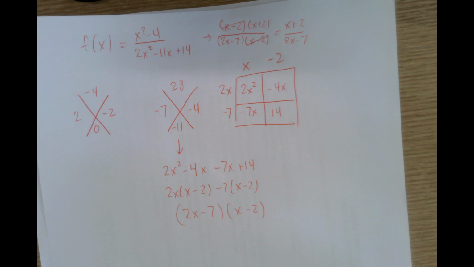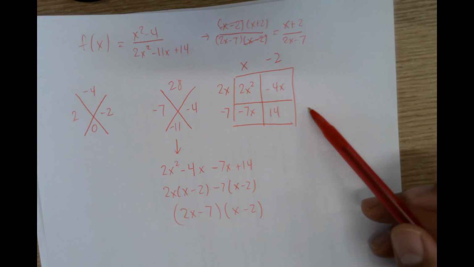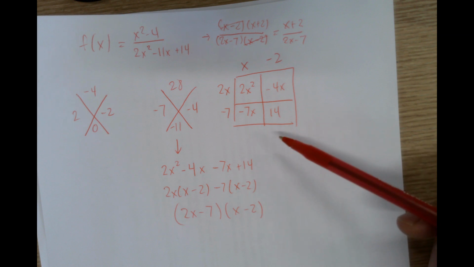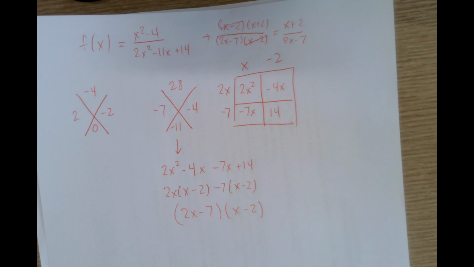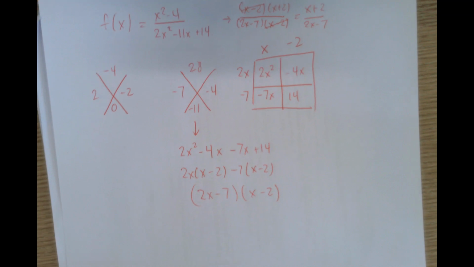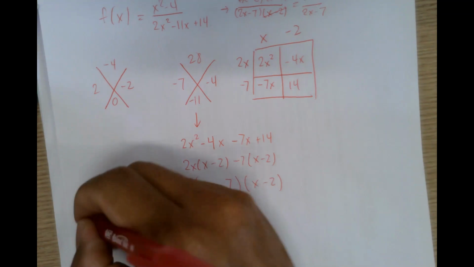Okay, so again, factoring by the box method and factoring by grouping, those are just the same things. One of them is just the method that might make more sense to you, so just choose one of them to get to the factors. Okay, does anyone remember, how do I get my horizontal asymptotes here? How do I get my horizontal asymptotes?